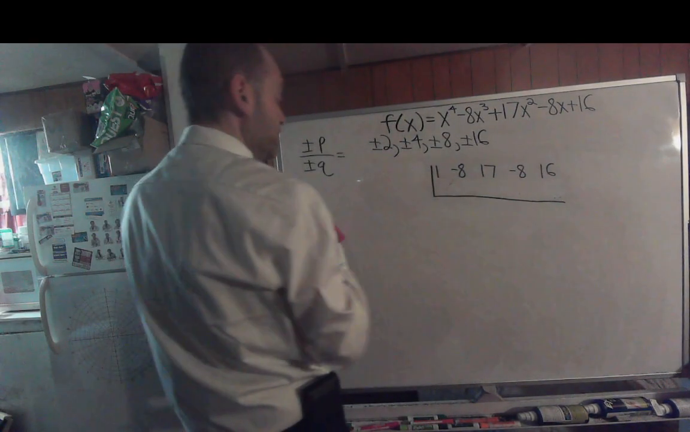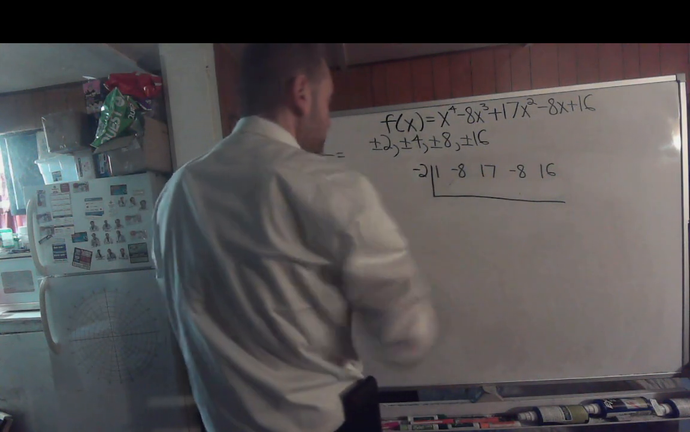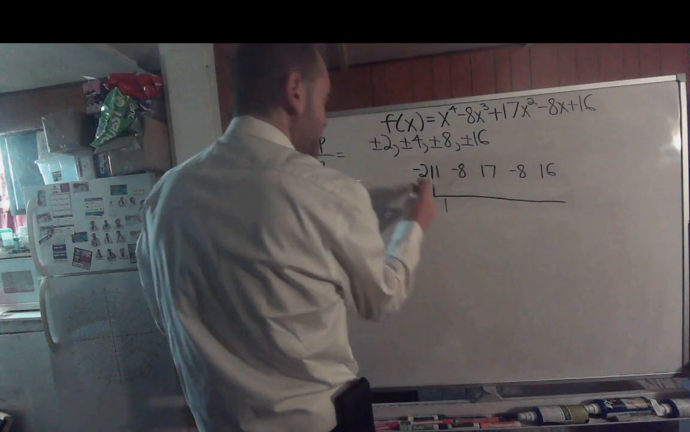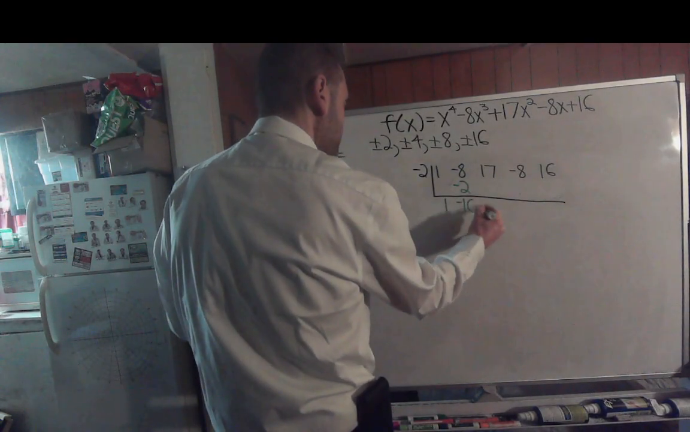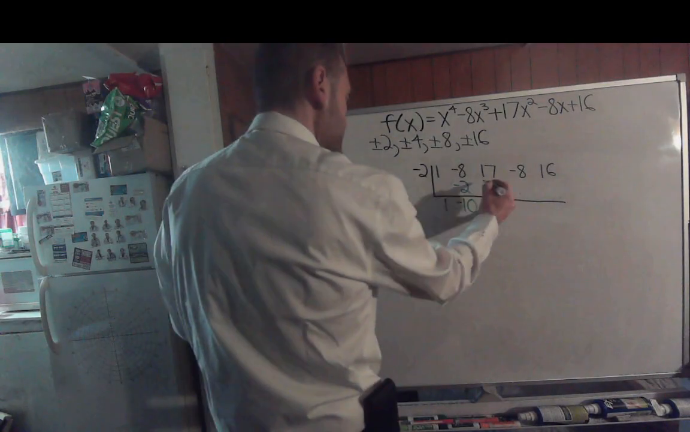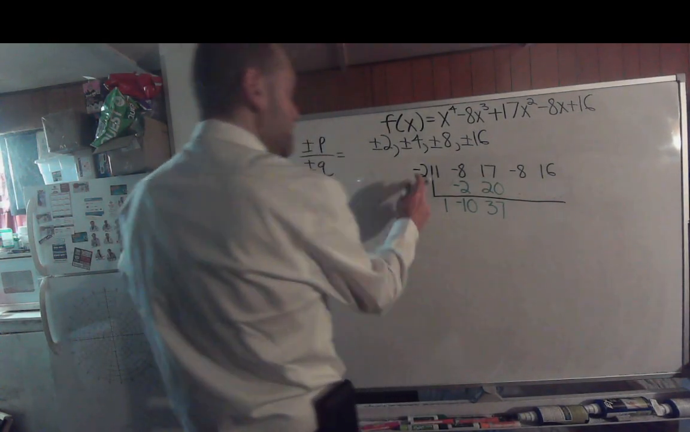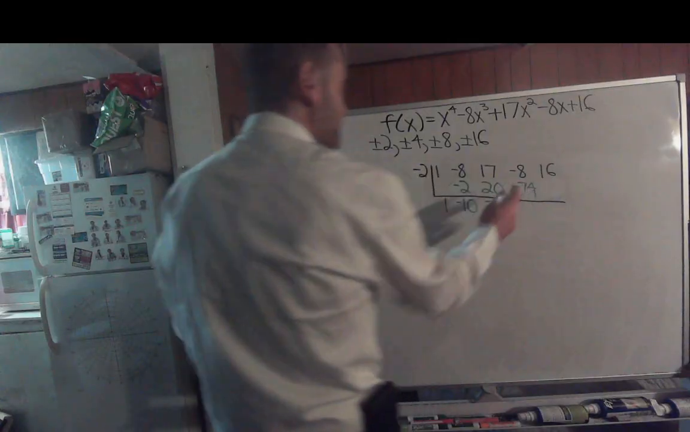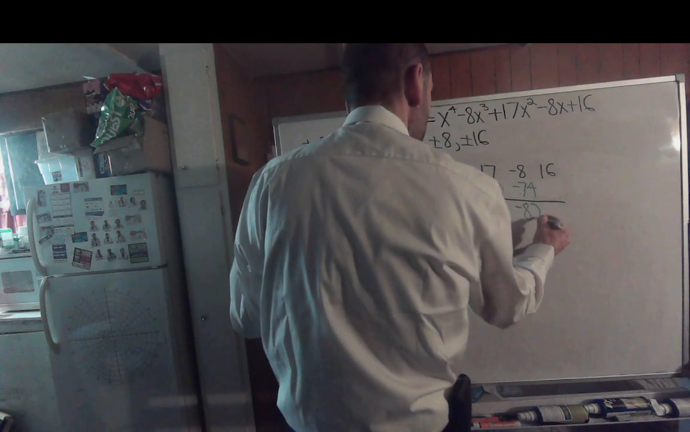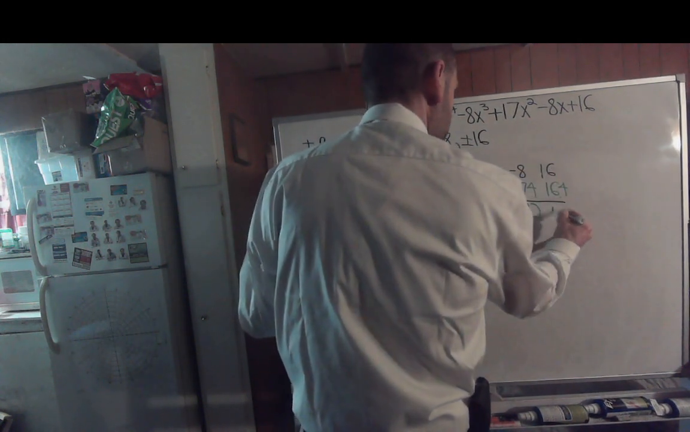Let's try negative 2. So bring down your 1 from above. Negative 2 times 1 is actually negative 2. Negative 8 minus 2 is negative 10. Negative 2 times negative 10 is positive 20. 17 plus 20 is going to be 37. Negative 2 times 37 is negative 74. Negative 8 minus 74 is negative 82. Negative 2 times negative 82 is positive 164. 16 plus 164 is 180.